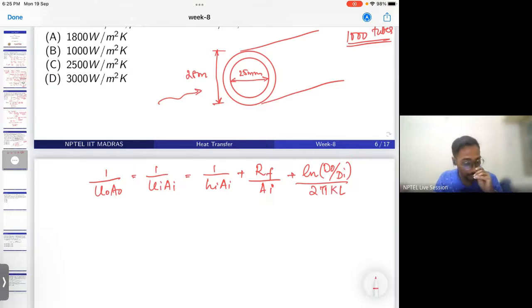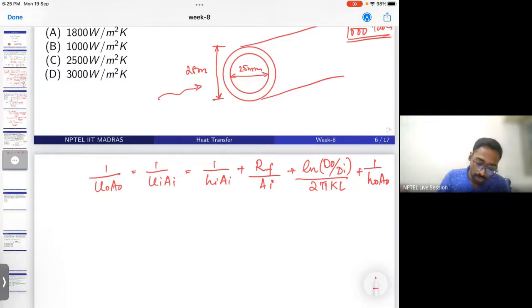So let the length of the tube be L, I'm assuming. And after the conduction resistance, there will be a convection resistance from the outer surface of the tube to the outside fluid. Okay, so this is the total equation for the resistance network.